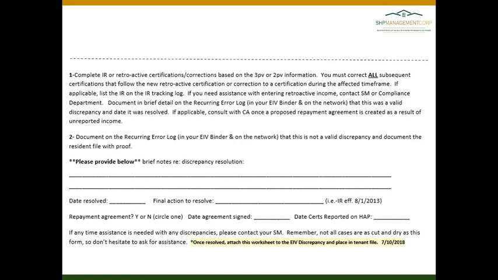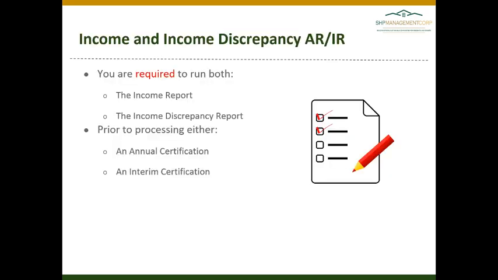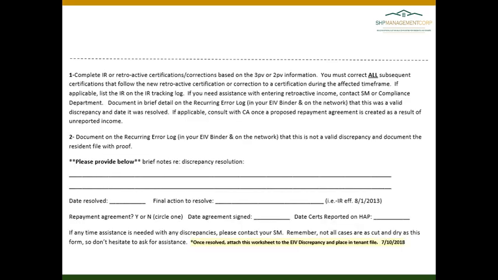Again, document in brief detail on your recurring error log that this was valid and the date it was resolved. And if applicable, some CAs require that we communicate with them and provide a copy of the repayment agreement. That way they can review that repayment agreement and compare it to the information being submitted on the HAP.